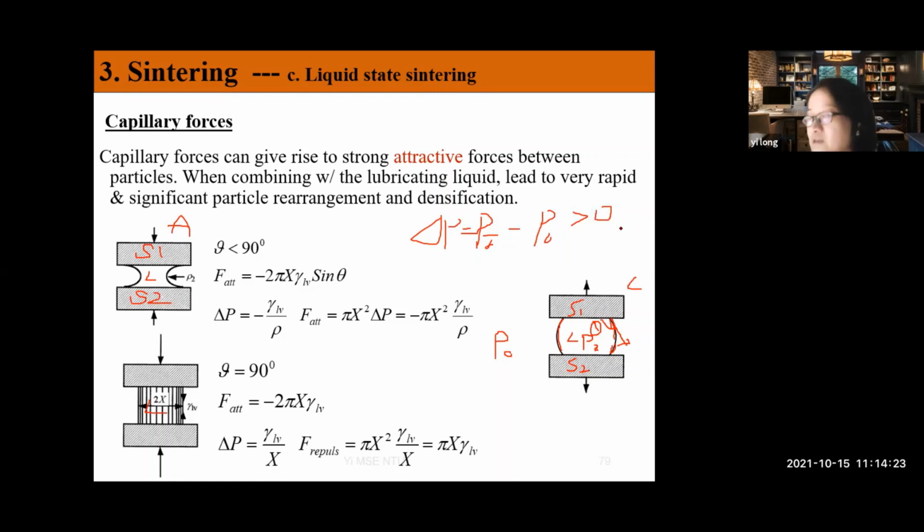Okay, so in this case, if it's a non-wetting case, actually it's larger than 0. So now I'm asking you, these two particles, S1 and S2, are they pushing away or pushing closer to each other? Because the pressure inside is larger now.